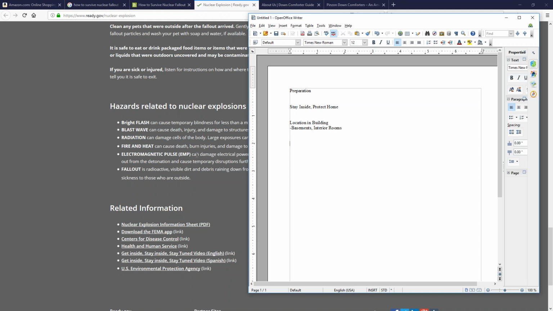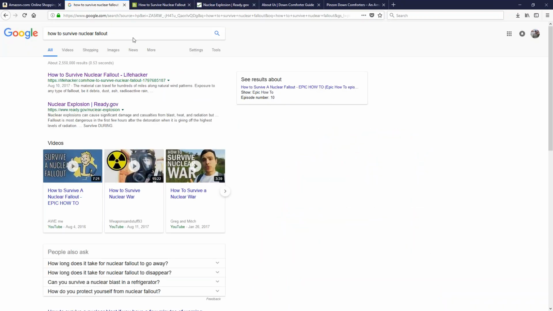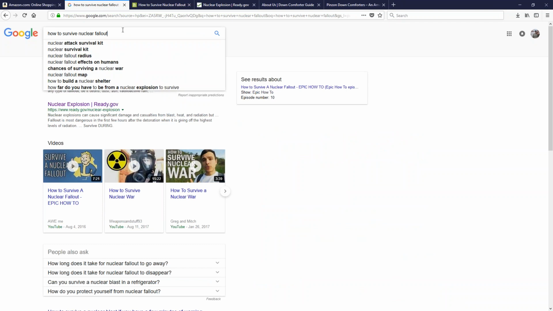So I don't have to talk about certain things, but I do need to focus on the actual fallout parts of it. And I think one part of this could be medicine. I want to say iodine might be usable to counteract radioactivity.